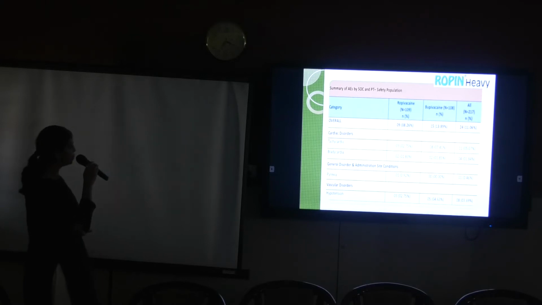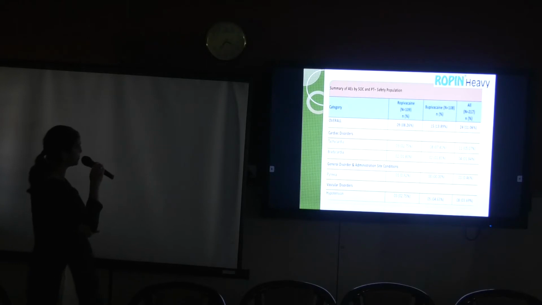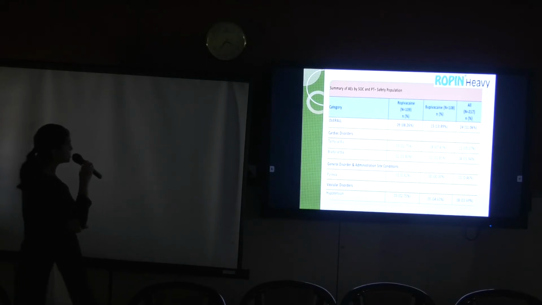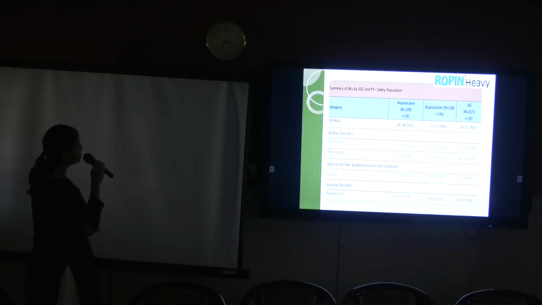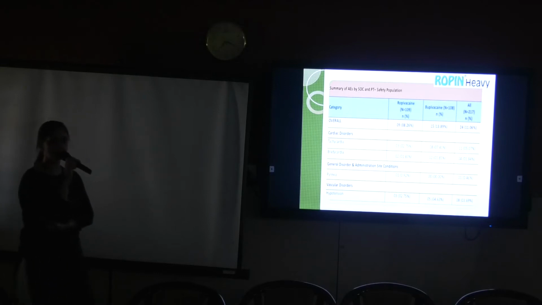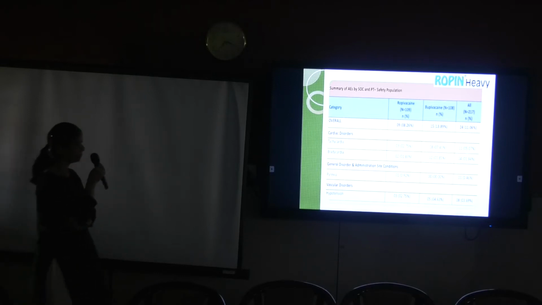Pyrexia has been noted in 1.92% in the case of Ropivacaine. And vascular disorders, that means hypotension, were noticed in 4.63% in Bupivacaine, whereas in the case of Ropivacaine it was 2.75%. So one can actually expect a quite hemodynamically stable patient in the case of Ropivacaine heavy as compared to Bupivacaine.